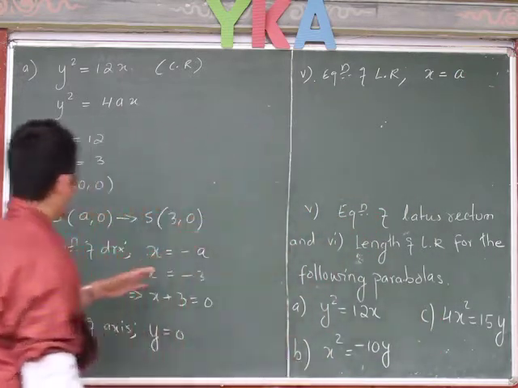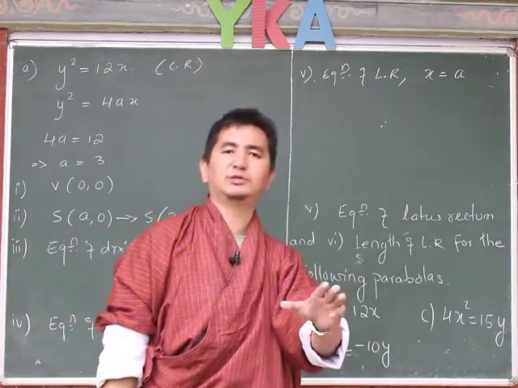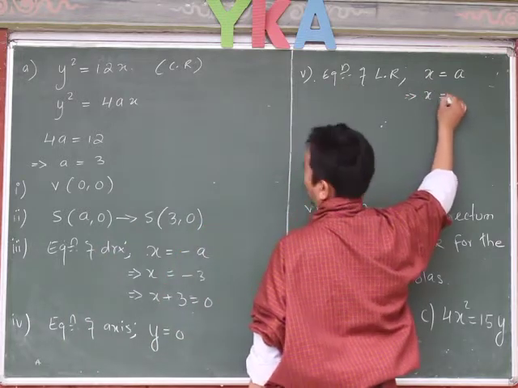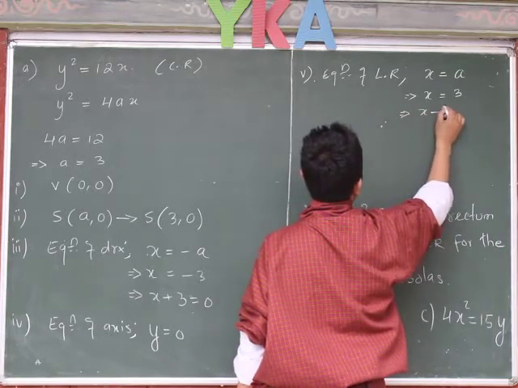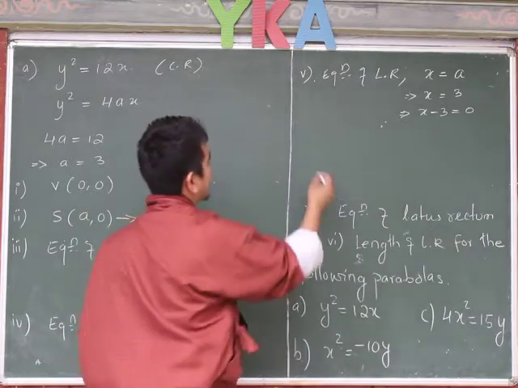It's just the opposite of the directrix. I told you, directrix and latus rectum are always opposite to each other. So therefore we have x is equal to, what's the value of A? We calculated A value is 3, which implies x minus 3 is equivalent to 0. That's the equation of latus rectum.